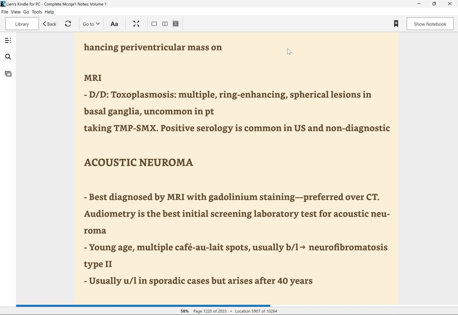Acoustic neuroma is best diagnosed by MRI with gadolinium staining, preferred over CT. Audiometry is the best initial screening laboratory test for acoustic neuroma. Young age, multiple cafe-au-lait spots, usually bilateral, suggests neurofibromatosis type 2; usually unilateral in sporadic cases but arises after 40 years.